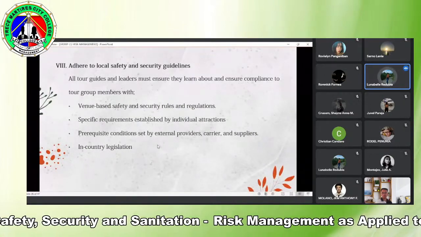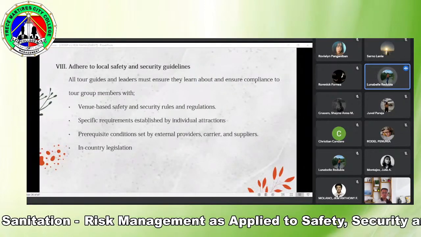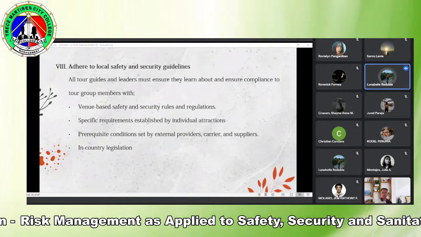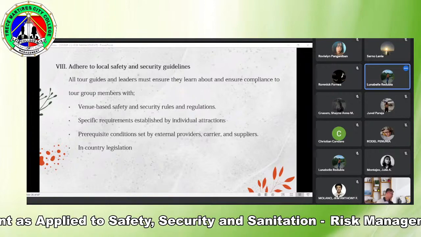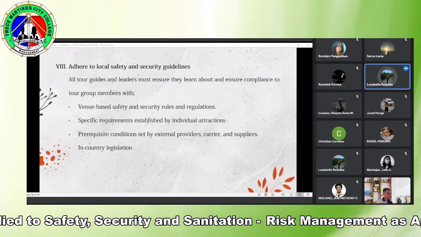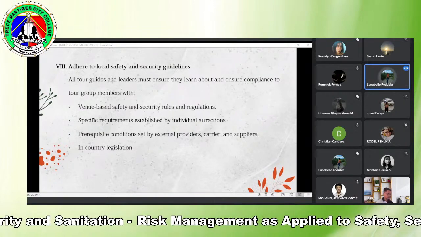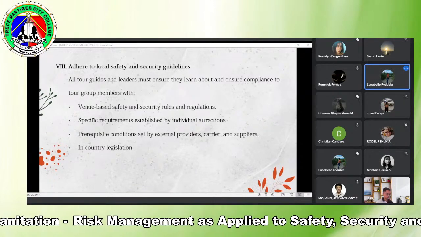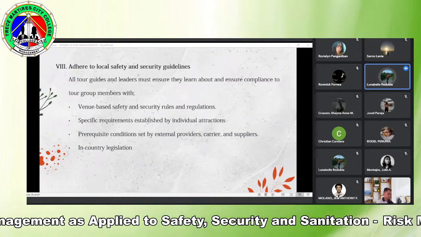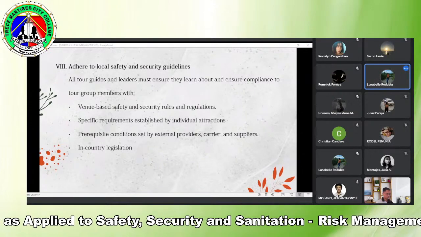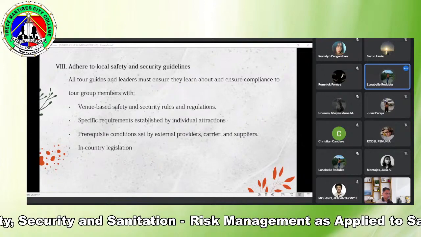Specific requirements established by individual attractions. Since the pandemic has heavily affected the tourism industry, leisure tourism is opening up in the Philippines, but travel restrictions have been put in place to control the further spread of the virus. Open na ba lahat sila sa mga internationals and domestic travelers? Ano ba yung mga kailangan or yung mga new rules sa isang tourist attraction?